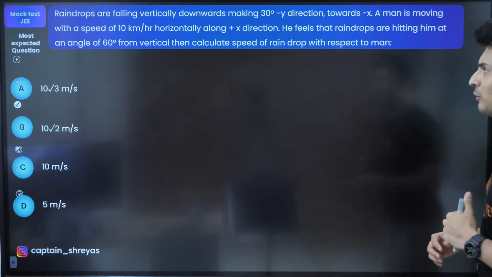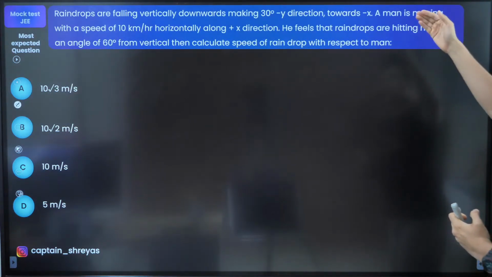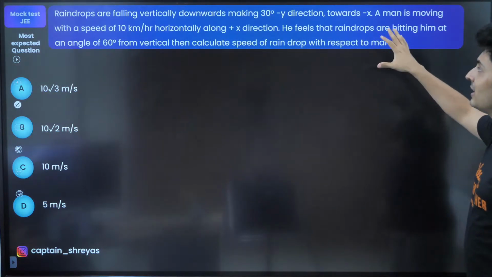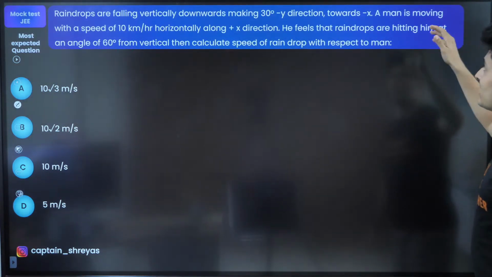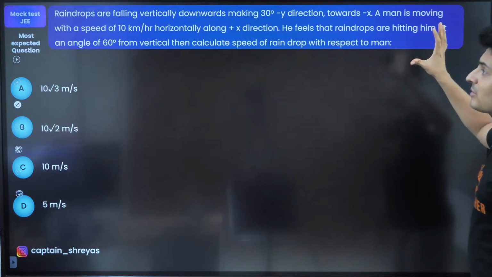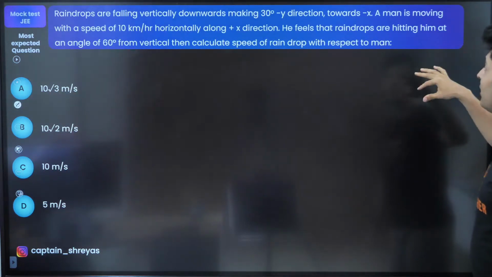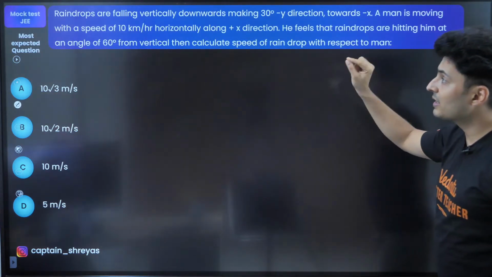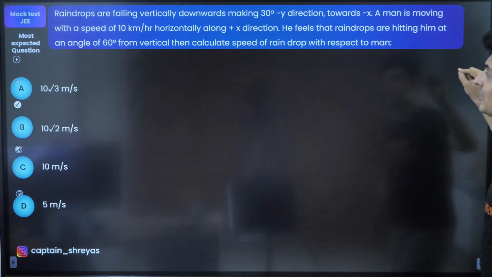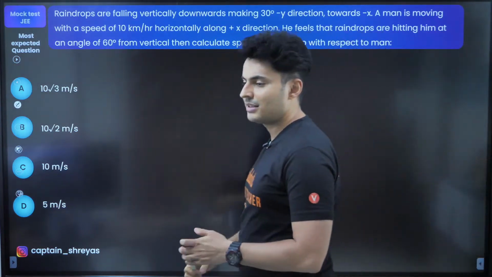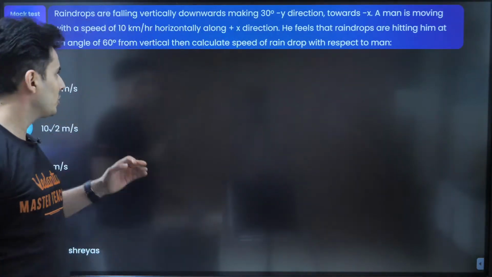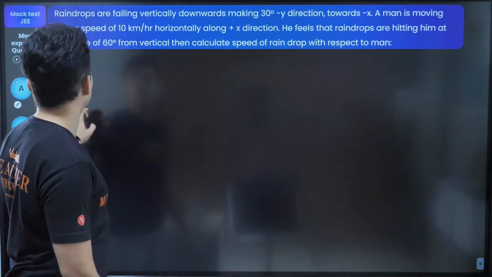How about this question? Beautiful question on relative motion in 2D. Raindrops are falling vertically downwards, making 30 degrees with the y direction towards negative x. The man is moving with a speed of 10 horizontally along positive x, and he feels that the raindrops are hitting him at 60 degrees from the vertical. Then calculate the speed of the raindrops with respect to the man. Beautiful geometrical question. Let's try to draw the diagram first.